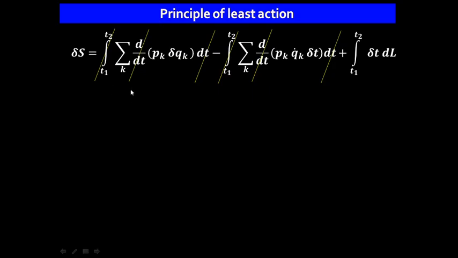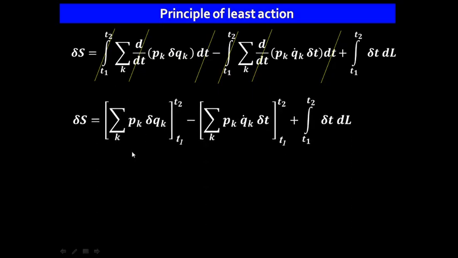So here, summation over k of pk into delta qk, limits from t1 to t2, minus summation over k of pk qk dot delta t, limits from t1 to t2, into dl. Okay, now the first term will be 0.